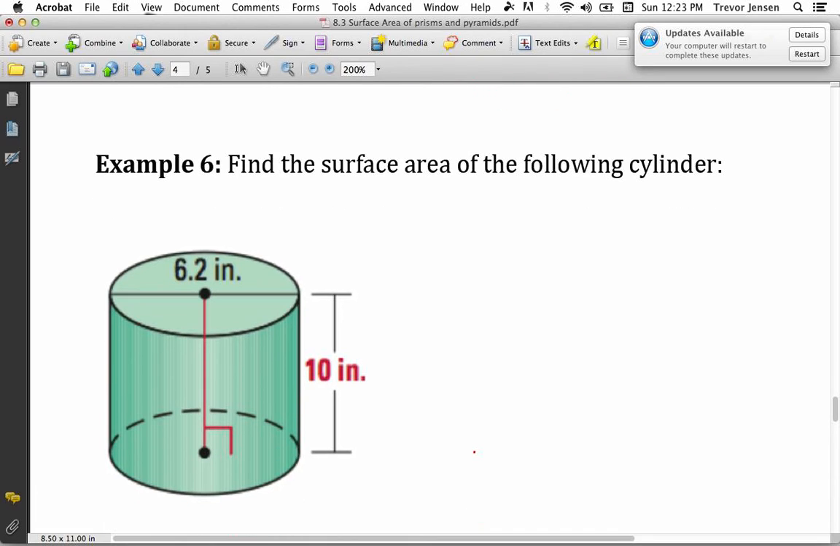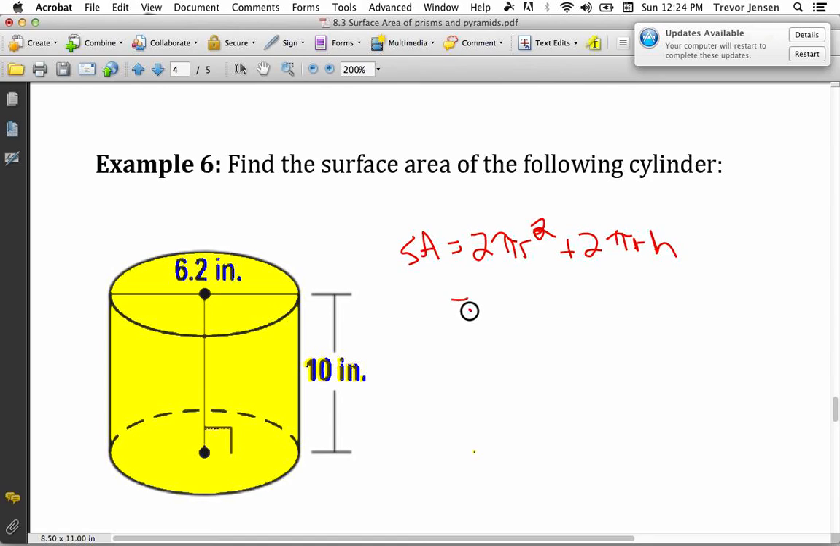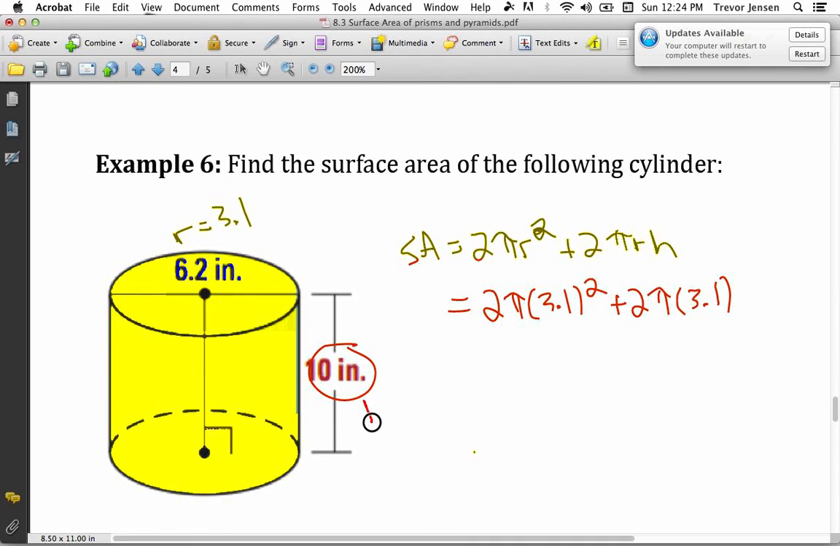Now, let's do another example. Let's find the surface area of this cylinder. So remember, surface area of a cylinder is equal to 2 pi r squared plus 2 pi r h. Let's plug in what we know. It doesn't give me the radius, it gives me the diameter, but I know the radius is equal to half of that. So the radius is half the diameter, so 3.1. So essentially it does give me the radius. 2 times pi times 3.1 squared, plus 2 times pi times the radius, which is 3.1, times the height. And here's the height. This is the height of the prism. So the height is 10.